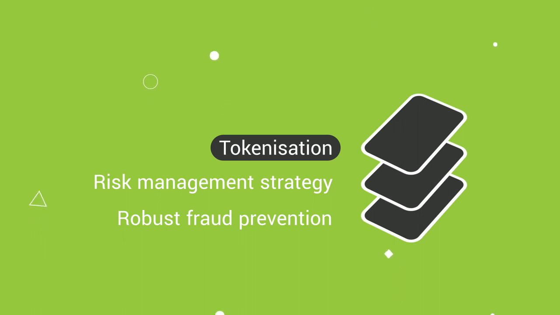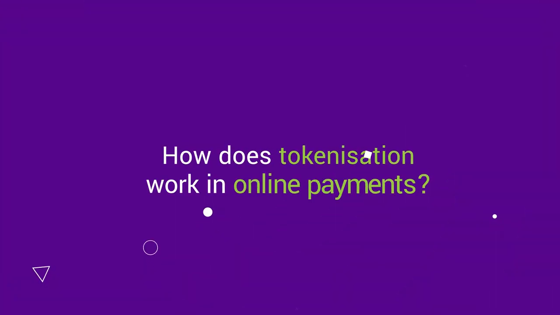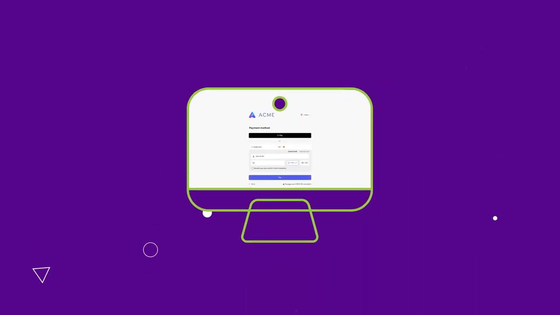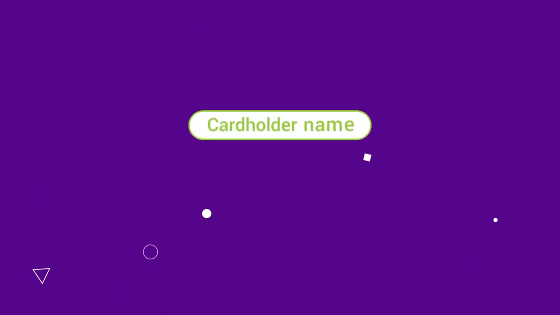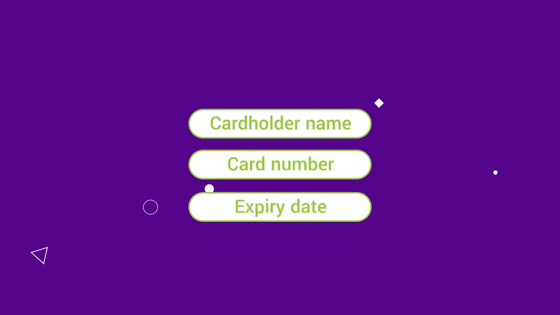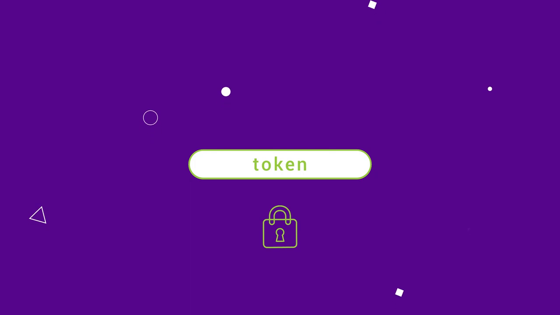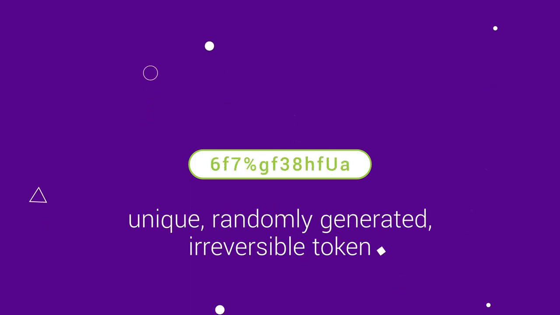your customers' sensitive data. So how does tokenization work in online payments? When a cardholder visits a checkout page for the first time, they'll have the option to save, or tokenize, their card details for future purchases, provided that the merchant has enabled tokenization. This sensitive data, except for the CVV, is saved in a special token vault database, and a unique, randomly generated, irreversible token is assigned to it.